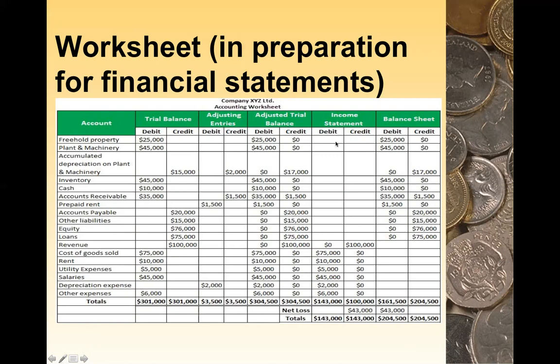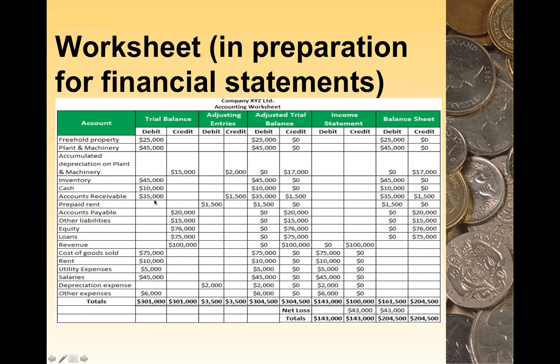Okay? And then, sa adjusted trial balance, kung yung amount na nasa trial balance ay hindi naman natamaan sa adjusting, carry over mo lang siya. Like for example, etong freehold property, 25,000 on the trial balance debit. So sa adjusted trial balance, 25,000 din. Pero dito sa accumulated depreciation ng plant and machinery, meron kang 15,000 dito na na-credit and then another 2,000 dito na na-credit sa adjusting. So mag-a-add yan dahil parehas yan eh. Credit at saka credit, mag-a-add siya. So it will become 17,000 on the credit side sa adjusted trial balance.